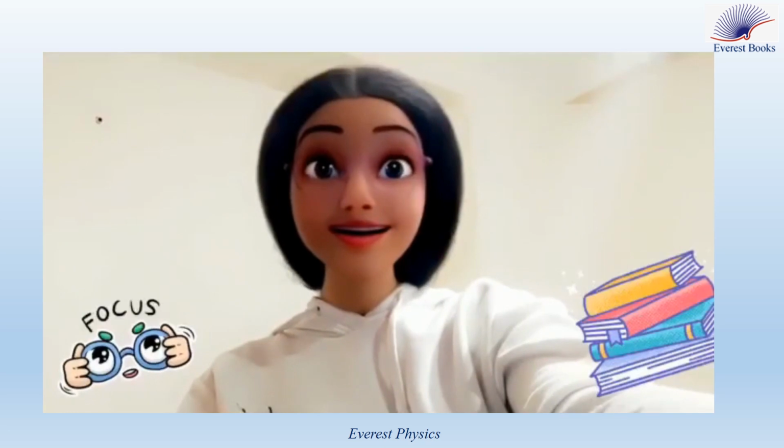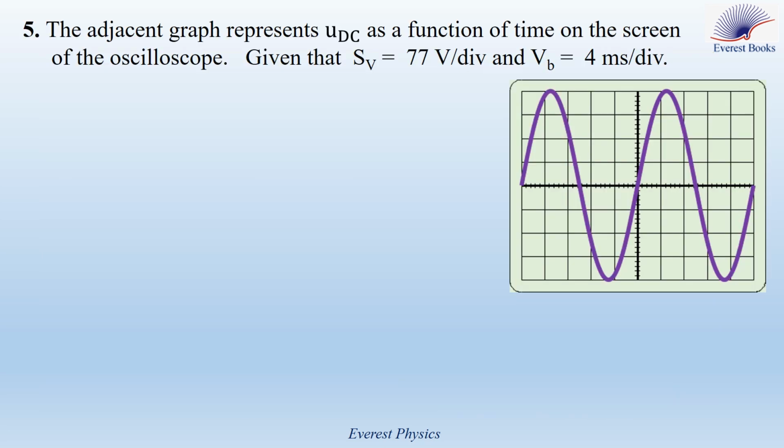Focus, please. This is important. Part 5. The adjacent graph represents the voltage UDC as a function of time on the screen of the oscilloscope. Given that the vertical sensitivity or the vertical gain is SV equals 77 volts per division, and the horizontal sensitivity or the time base is VB equal 4 milliseconds per division.